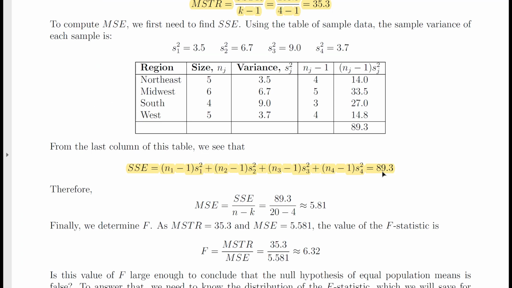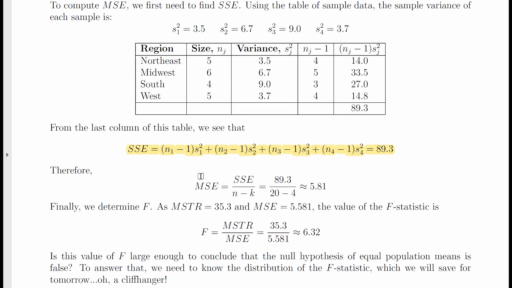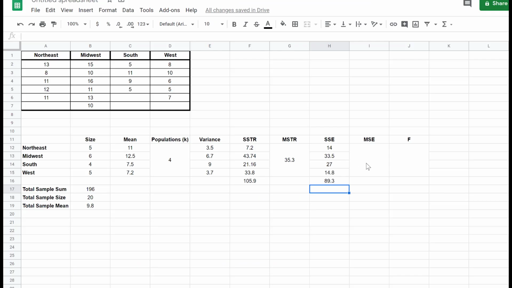And if you look at our notes, that's exactly the same value we have there. The next one that we want to calculate is the MSE. So the MSE is the SSE, that was the previously computed value, divided by the number of observations minus the total number of populations. So in our case, SSE over 20 minus 4. I'm going to go back to Google Sheets. So it's SSE divided by sample size minus populations. We get 5.58125.